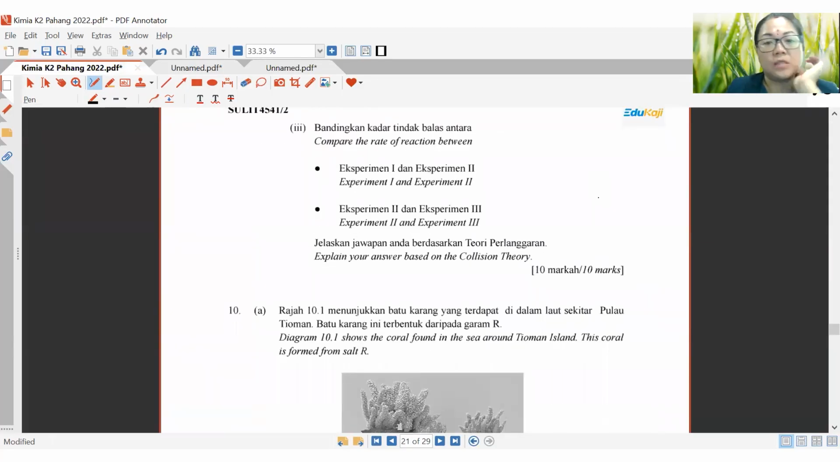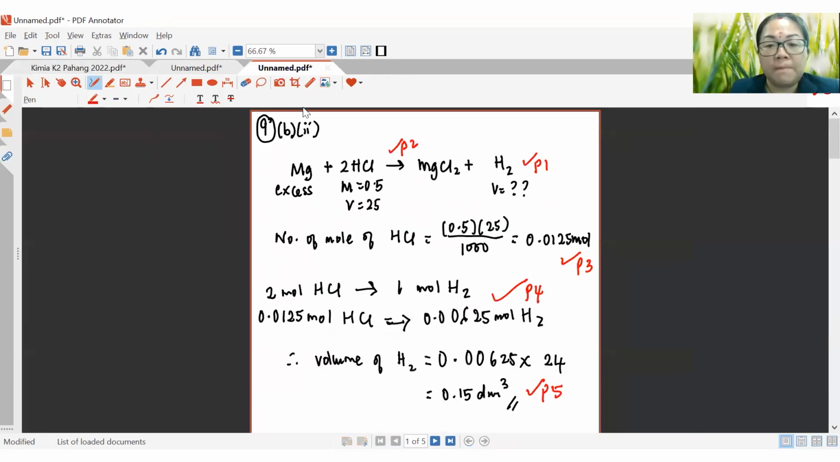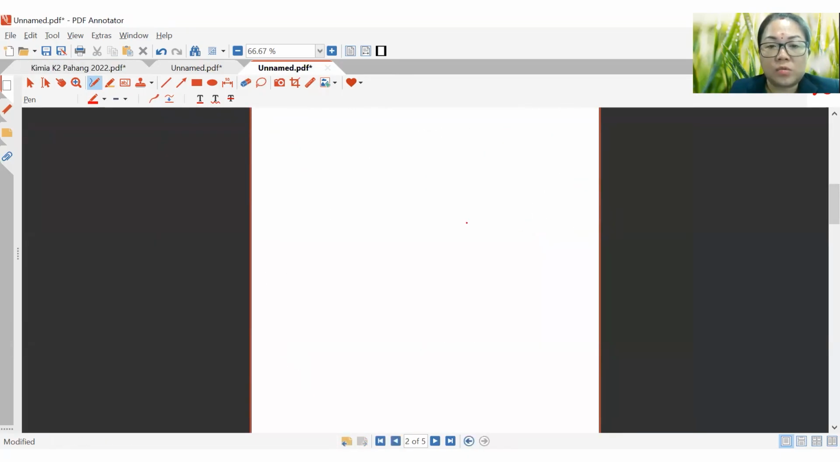Now let's look at question 3, whereby you are to compare the rate of reaction between experiment 1 and experiment 2, and experiment 2 and experiment 3. Explain your answer based on the collision theory, which is a 10-mark question. So this type of question, I will always encourage students to go for a table. So let's look at question 3.